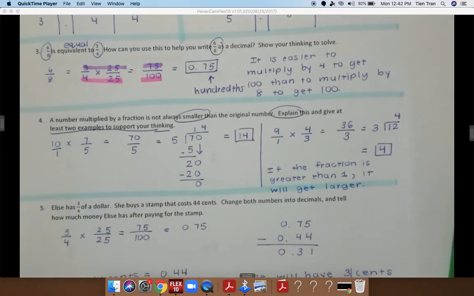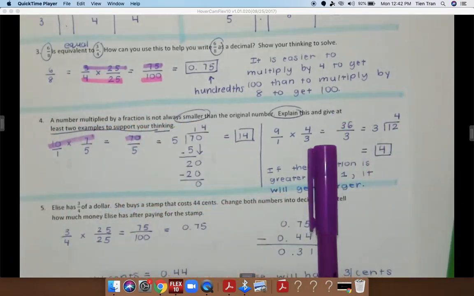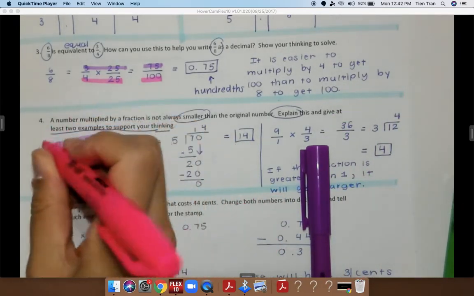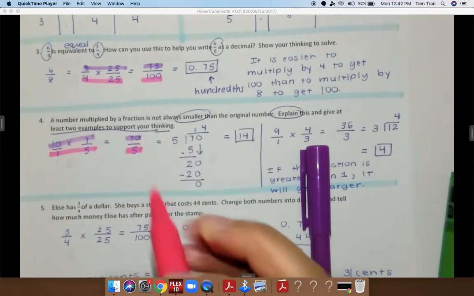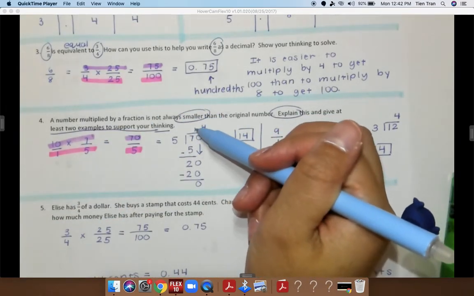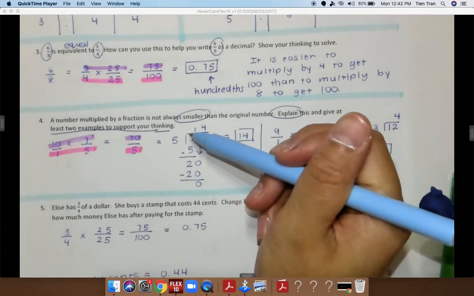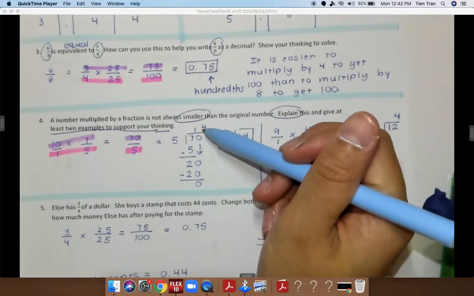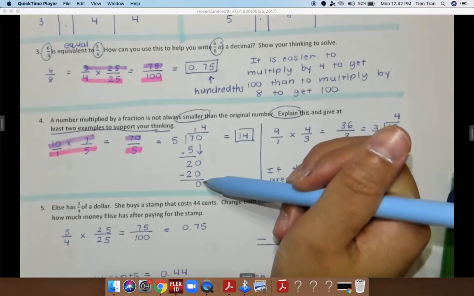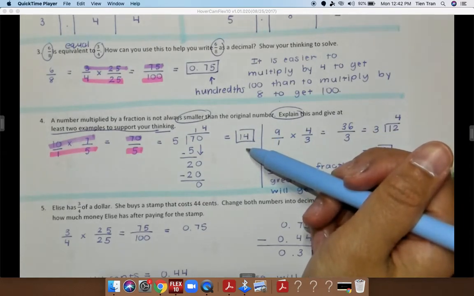10 times 7 is going to give me 70. And 1 times 5 is going to give you 5. So we have 70 divided by 5. 5 can go into 7 one time. 7 minus 5 is 2. Bring down your 0. 5 can go into 20 4 times. 20 minus 20 is equal to 0. So we have 14. So 14 is my final answer.